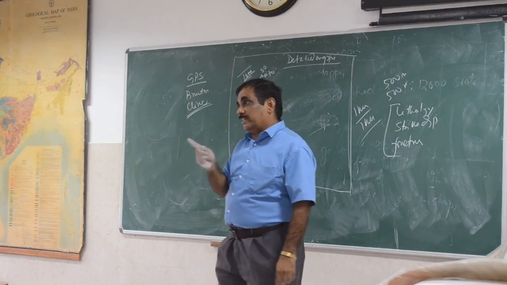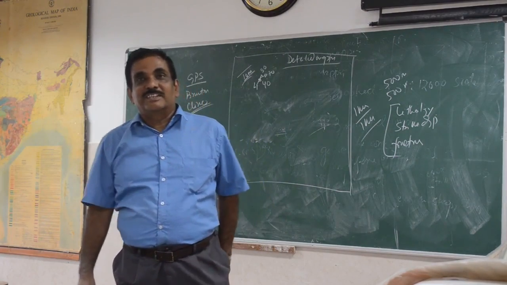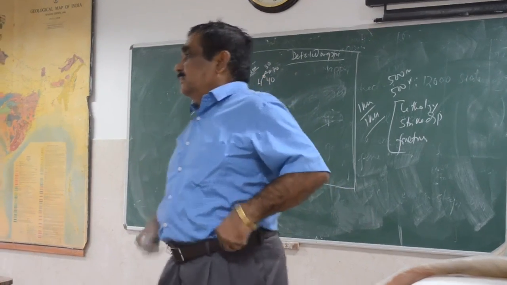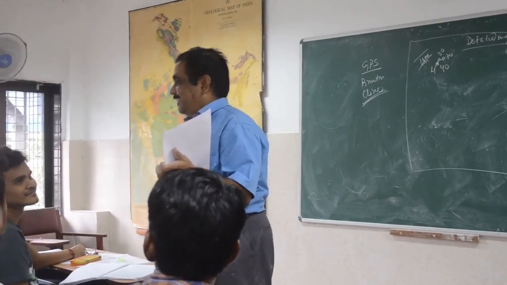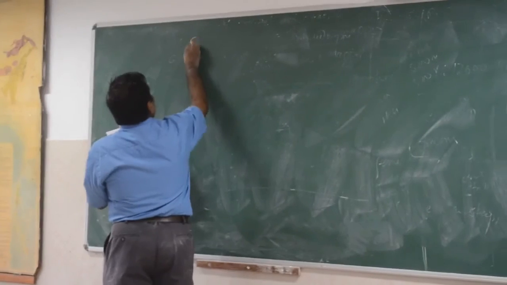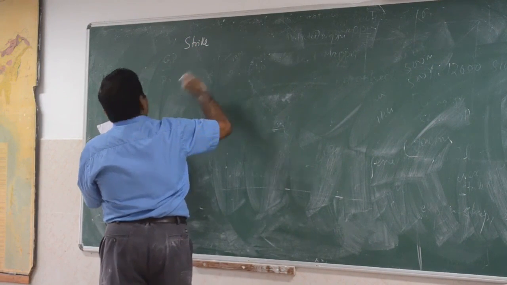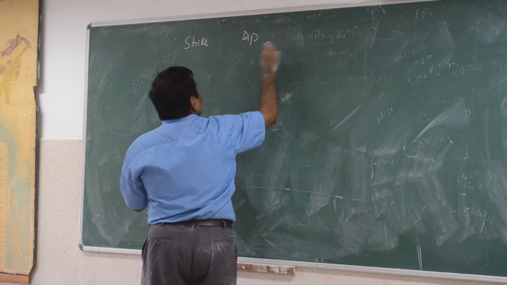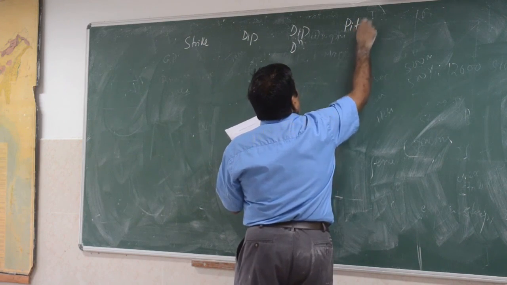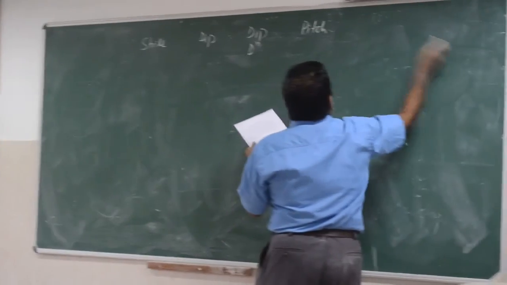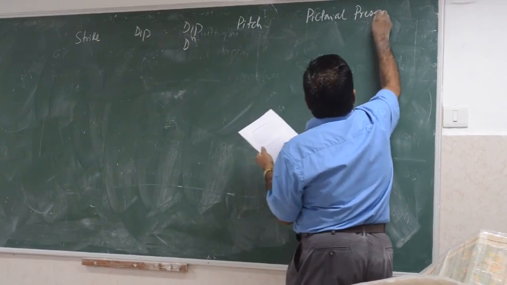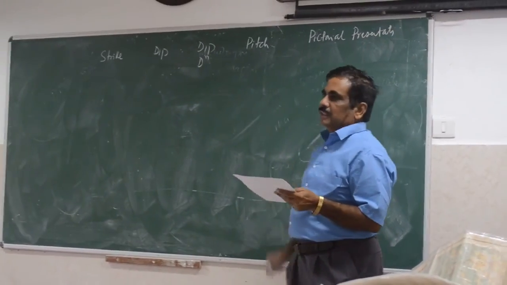How is the recording done? Here the trend is written, dip is written, then dip direction is written, then each value. Then you write the pictorial presentation. Pictorial presentation is a writing language.